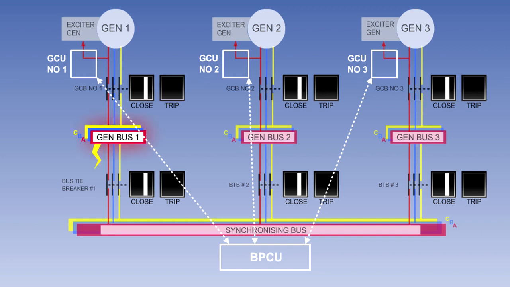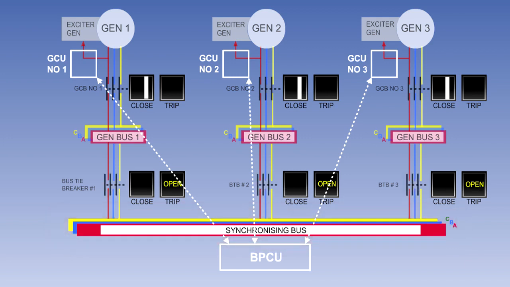So a short circuit on number 1 generator busbar would result in number 1 GCB and BTB both opening to isolate the faulty zone. And a short circuit on the synchronizing busbar would cause all 3 BTBs to open, again isolating the faulty zone. Each generator will now be supplying its own busbar.